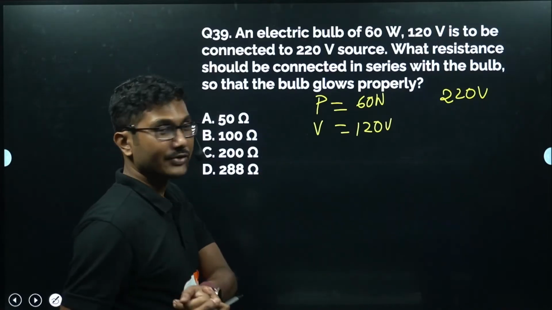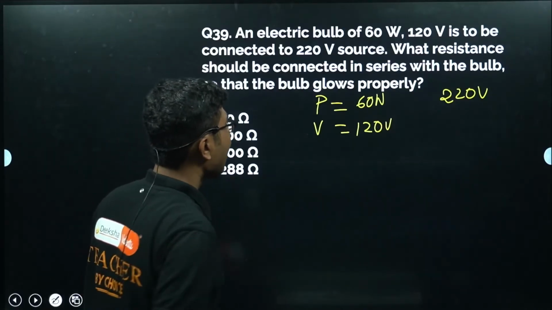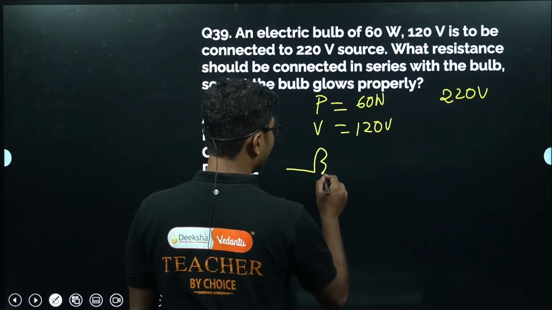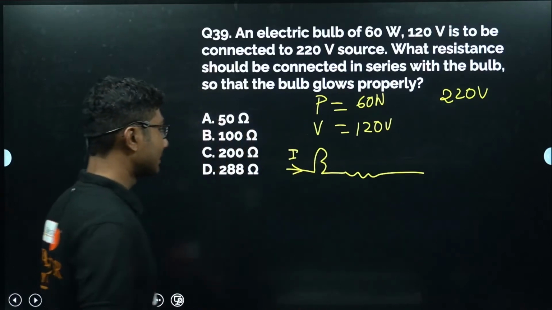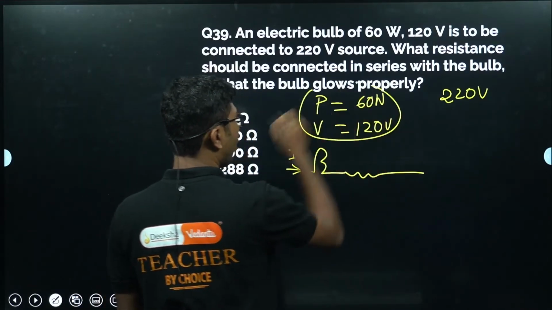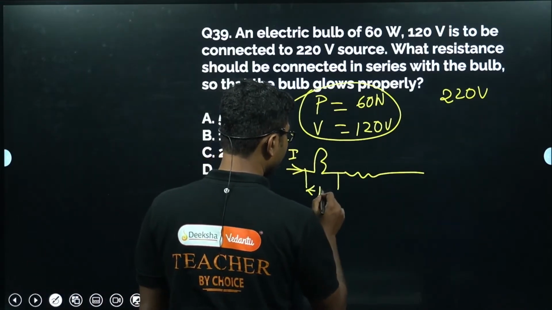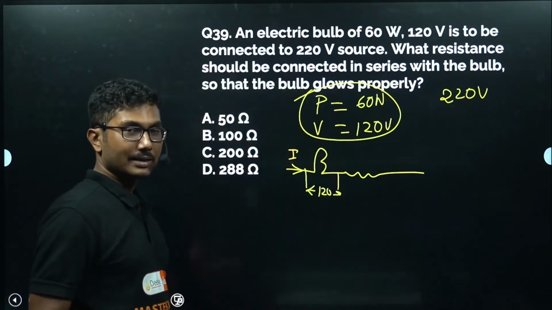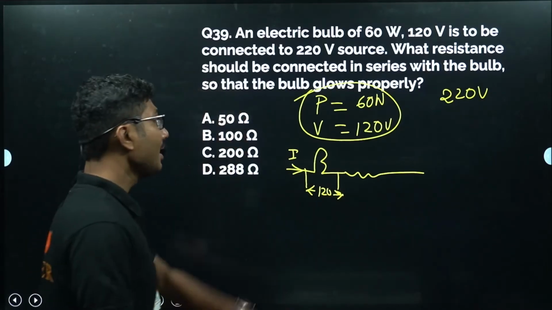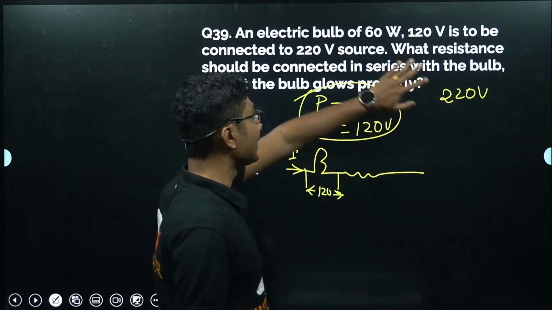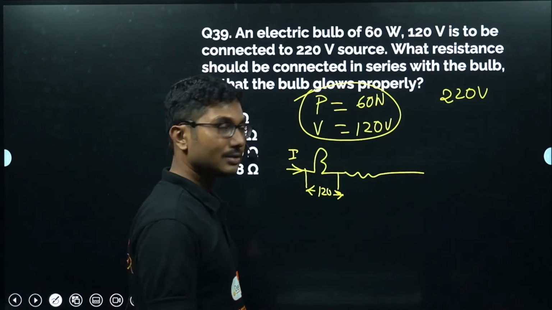Now this is a very tricky question, though mathematically not so difficult. What is the trick? First of all you need to know that when you are connecting a bulb in a circuit, the current in the circuit should be the same as when only the bulb is connected. That is one condition, and the voltage drop across the bulb should be the voltage marked on the bulb. That is the second condition. If these two things match, then you can say that the bulb is glowing properly.